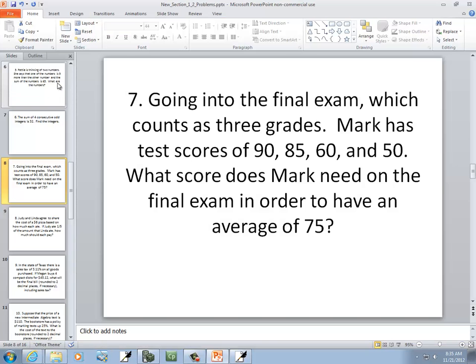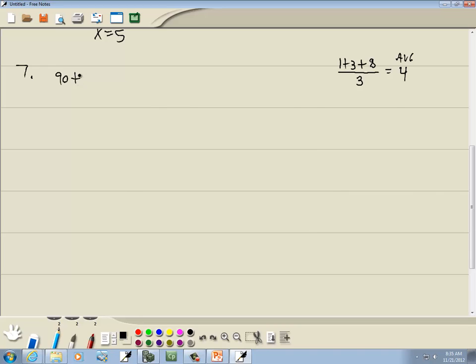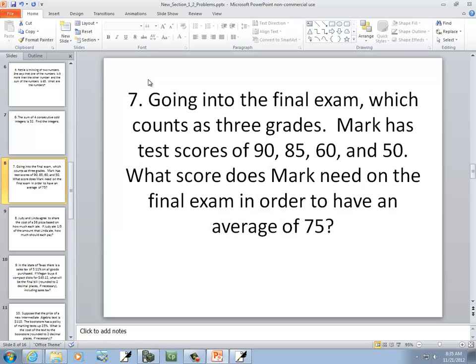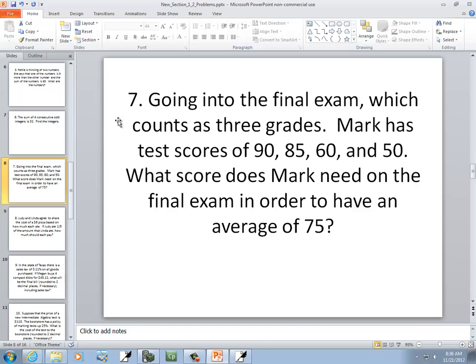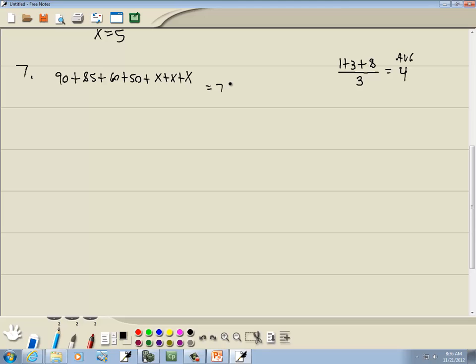Okay, well, they got us some scores. We got 90 plus 85 plus 60 plus 50. And it says the final exam counts as 3 grades. So we're going to have x plus x plus x. Counts as 3 grades. What score does Mark need on the final exam in order to have an average of 75? Remember, average, you take your sum and you divide by how many there are. 1, 2, 3, 4, 5, 6, 7. So divide by 7.